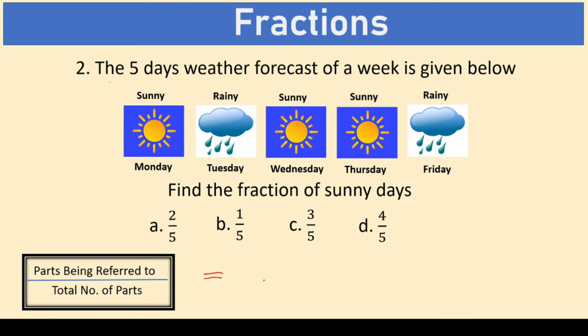So here the total number of parts or the total number of days is 5 because the forecast of 5 days is given. And we need to find the number of sunny days, which is 1, 2, 3. So this number is 3, which is the parts being referred to. Hence our correct answer is option C, 3 by 5.